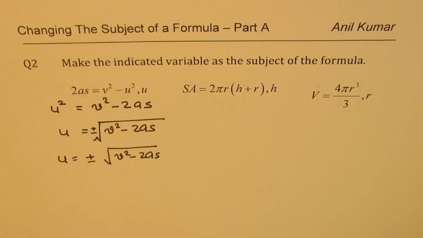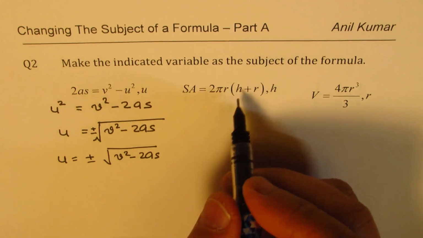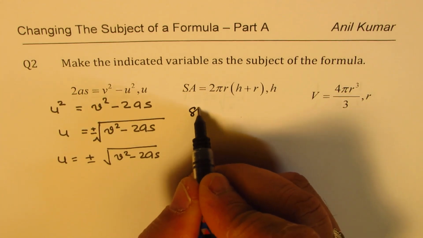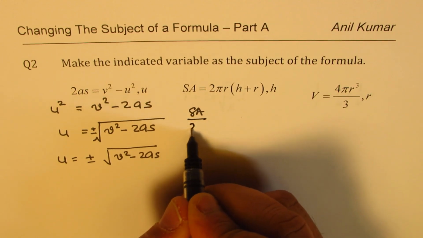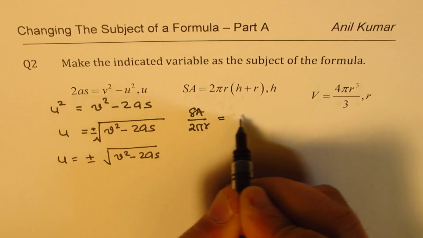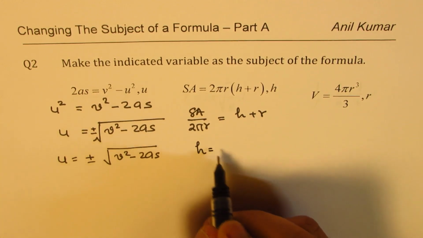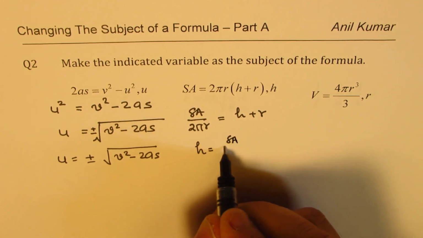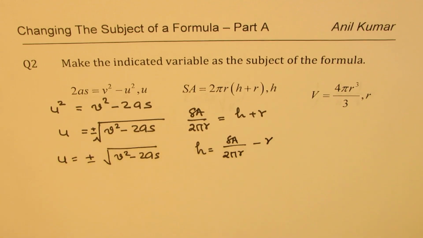Perfect. Now that is the surface area formula, we need to isolate for height h. So we'll say surface area divided by 2 pi r equals height plus r. So what is height equal to? So height is equal to surface area divided by 2 pi r, take away r, right?